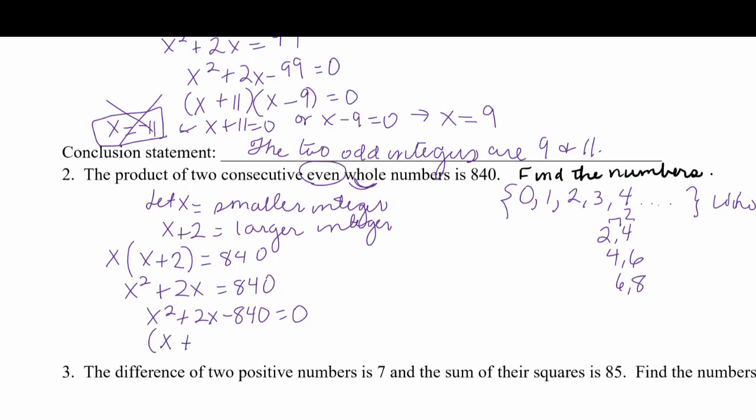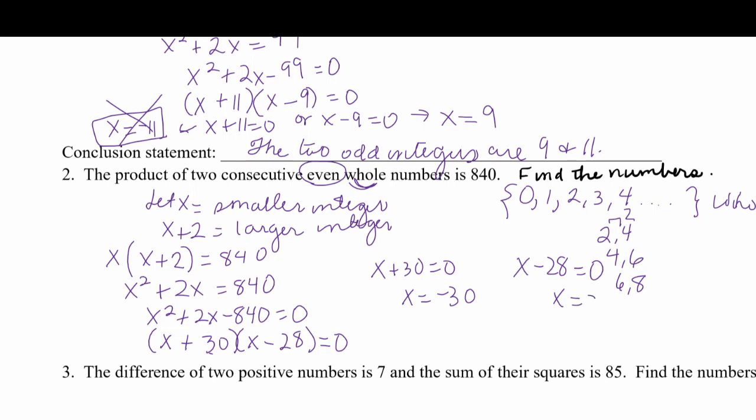And that's x plus 30, x minus 28 equals 0. And again, we're going to set these to 0. So x plus 30 equals 0. This one's going to give us x equals negative 30, which is not a whole number because the whole numbers are positive, right? 0 plus the positive numbers. And then x minus 28 equals 0. That gives us x equals 28.